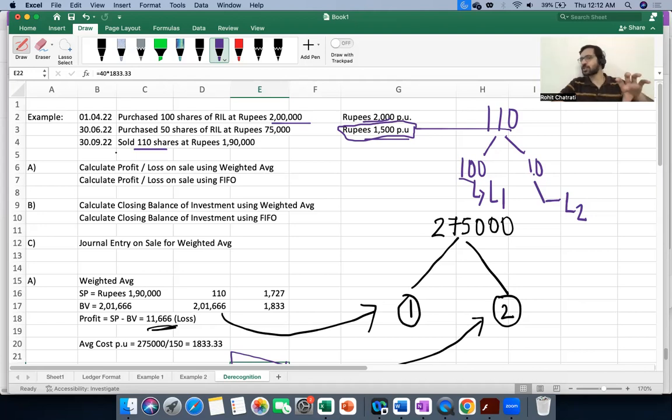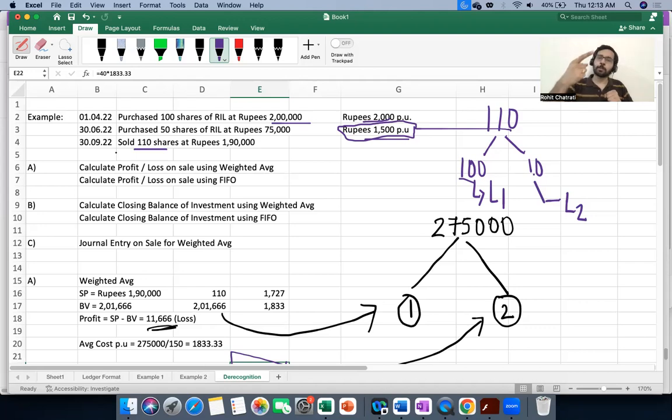So lot 1 cost of investment sold is 2 lakhs. Lot 2 cost of investment sold is 15,000. Total cost of investment sold is 2 lakh 15,000 rupees. Selling price is 1 lakh 90,000. Cost is 2 lakh 15,000. I have made a loss of 25,000 rupees.